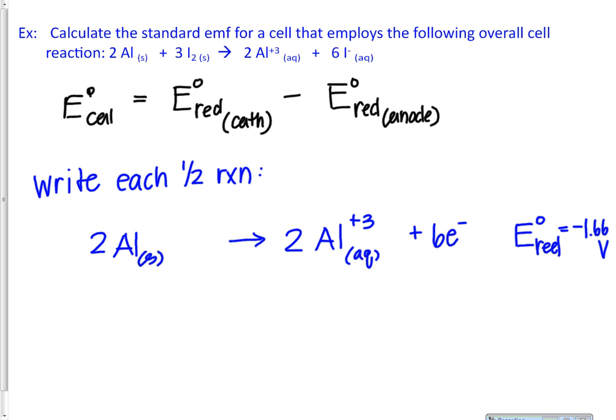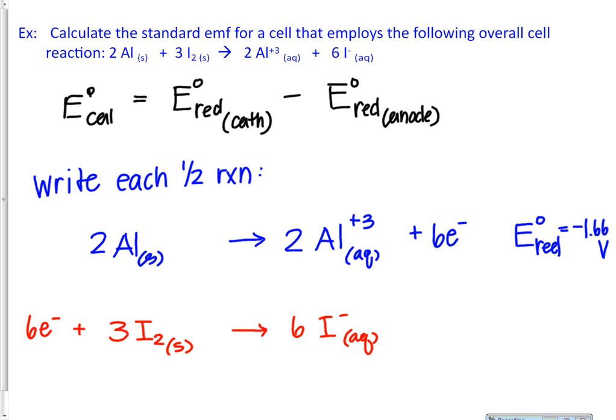I'll do that one in red. So I have 3 I₂ solid, and that makes 6 I⁻ aqueous. Now you have a charge of -6 on the right hand side, so to the left side I have to add 6 electrons.